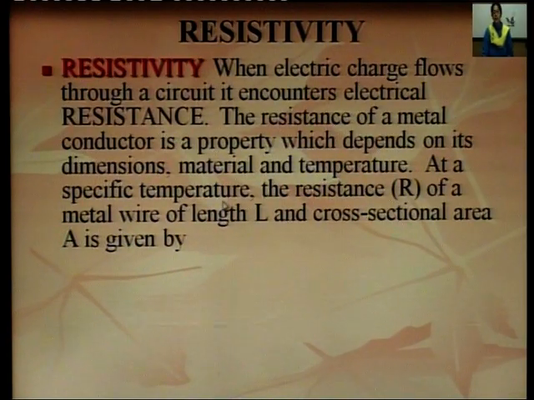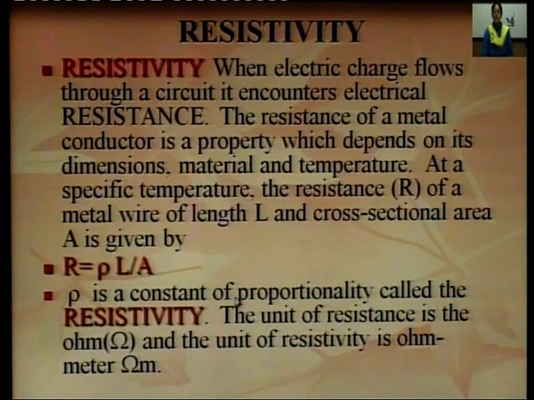So at a specific temperature, the resistance R of a metal wire of length L and cross sectional area A is given by R is equal to rho L upon A. So R is resistance, L is length and A is area of cross section, where this rho is a constant of proportionality and is called the resistivity. So resistivity, this rho, is a constant, and its value is different for different materials. So the resistance depends upon the material, so for different materials the value of rho will be different.